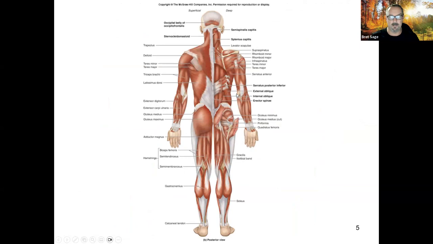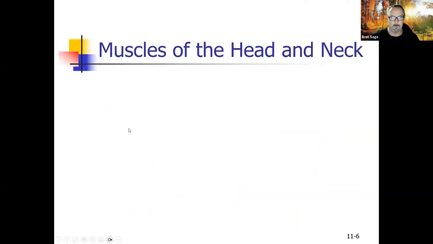And same with posterior here, deeper muscles on his and our right. So why is this different? Because the person is facing away. Their right and our right are the same. Their left and our left are the same.